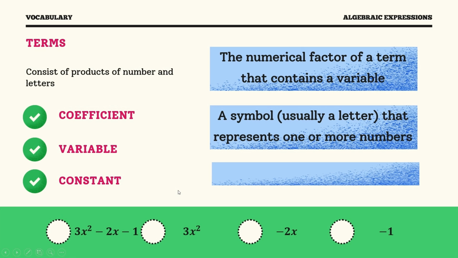Next vocabulary, last but not least, is constant. What does constant mean? A constant is a term with no variable. So from the example before, we've got three terms and there is only one term with no variable, that is minus 1. So from this expression, the constant is minus 1.